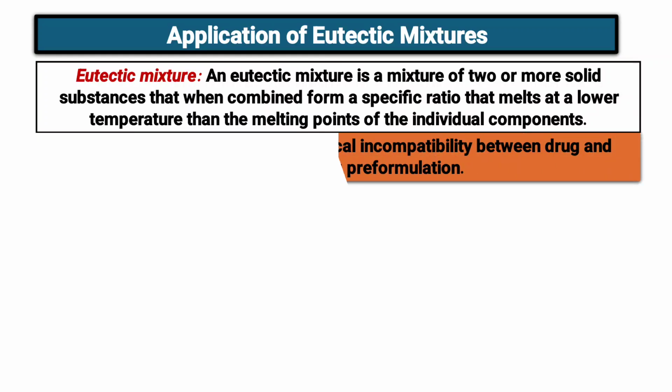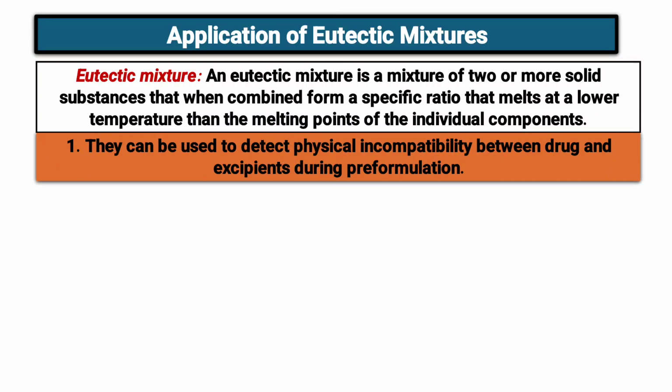Next, eutectic mixture. A eutectic mixture is a mixture of two or more solid substances that, when combined in a specific ratio, melt at a lower temperature than the melting points of the individual compounds.